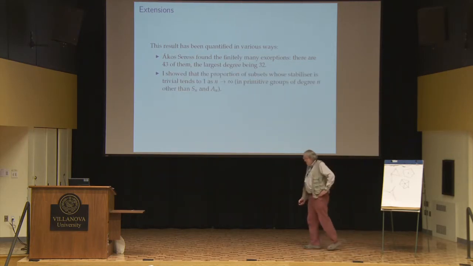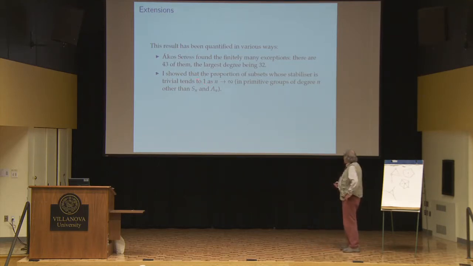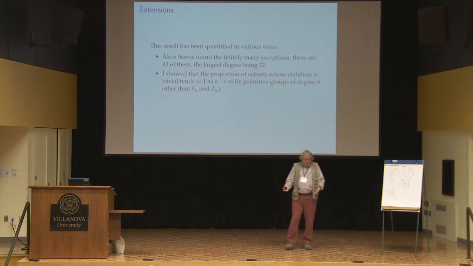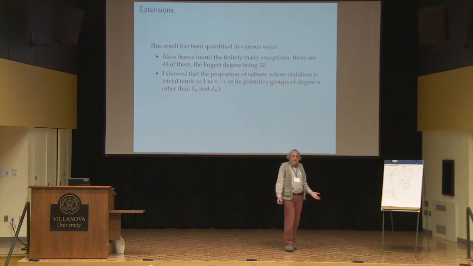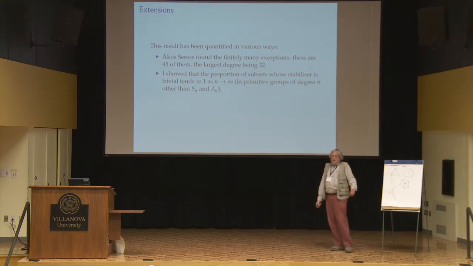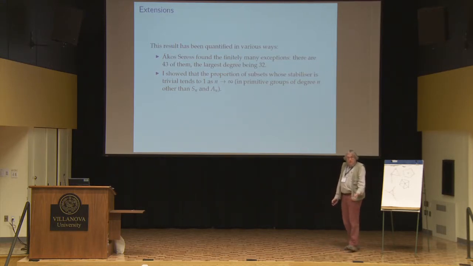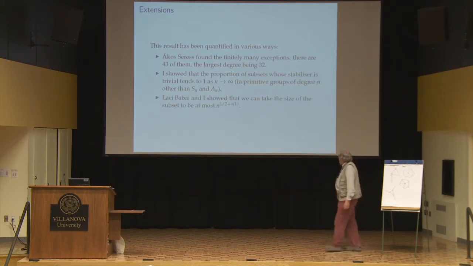I showed that, in fact, you can quantify it in a different way. If you look at the proportion of subsets whose stabilizer is trivial, so the proportion of all the sets in the power set which are fixed only by the identity, that proportion tends to 1 as n goes to infinity, if you go up in a sequence of primitive groups not including Sn and An, for which it would obviously be false. So the proportion of sets whose setwise stabilizer is not the identity goes to 0, and goes to 0 at a reasonably not too slow rate. Lotzi Babai and I showed that we can take the size of the subset to be at most n to the power 1/2 plus a little bit.